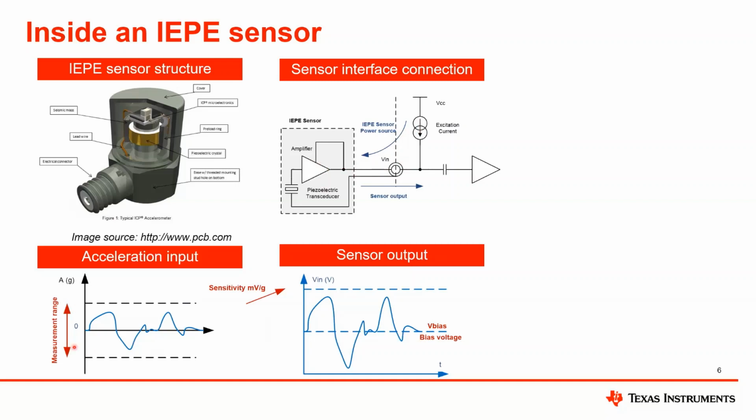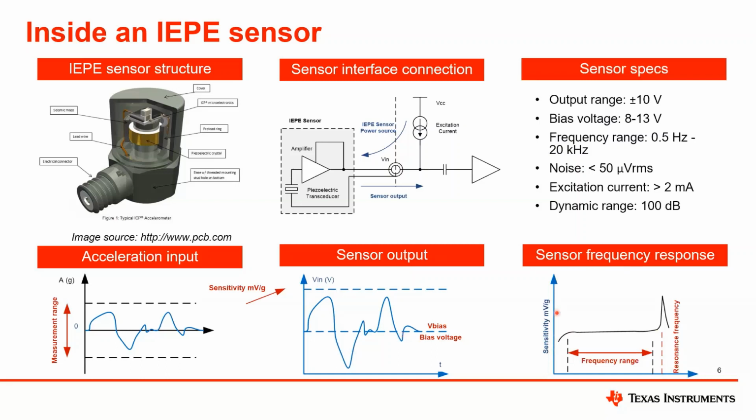If this is our measurement range in G, acceleration of gravity, on the right here we see the voltage output of the sensor, which is the voltage input for the module. And to allow the single supply operation of the modules, the IEPE standard is adding a DC voltage to the output signal. So the sensor is adding a DC voltage called the V bias. And this DC bias is typically blocked by the AC coupling.